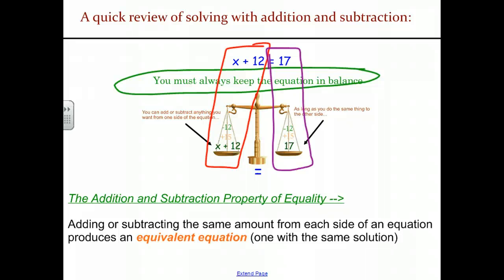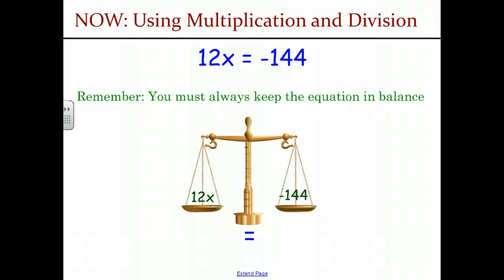And that gives rise to what's called the addition and subtraction properties of equality. Adding or subtracting the same amount, important, the same amount from each side, also important, of an equation produces an equivalent equation. That is, one with the same solution. So when we're solving equations, we can use these properties to eventually isolate the variable, which is to put the variable alone on one side, and solve the equation. So let's jump straight into solving with multiplication or division, and we'll start with the idea of multiplication.